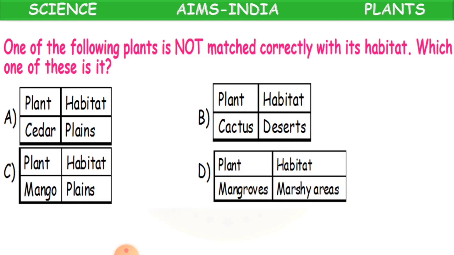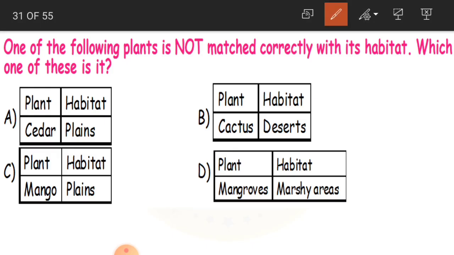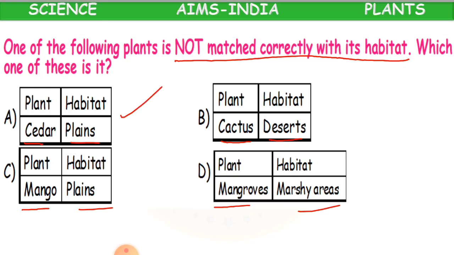Clear, children? And the next question is, one of the following plants is not matched correctly with its habitat. Which one of these is it? See, which is not matched correctly with its habitat. So you have to remember. Now let us see: cedar on plains, cactus habitat is deserts, mango is on plains, mangroves are in marshy areas, and which is not matched is option A, that is cedar on plains.